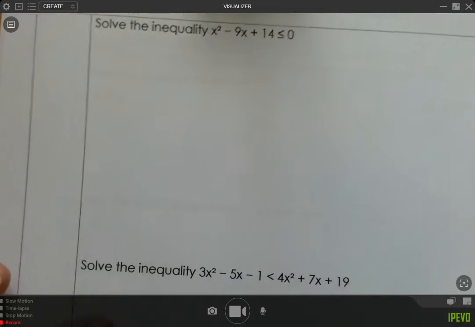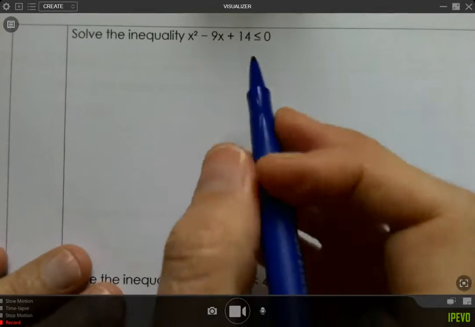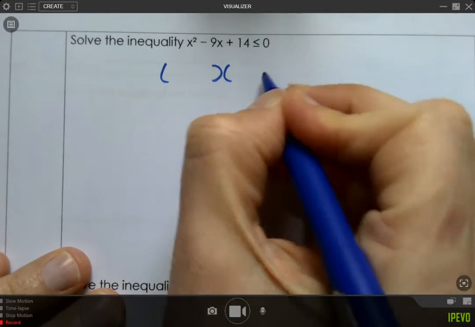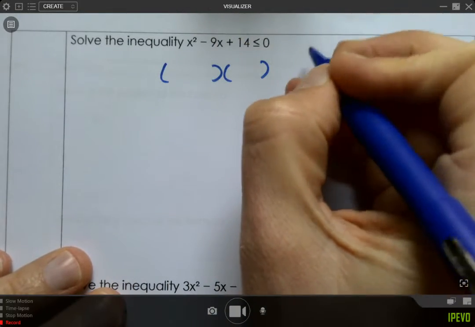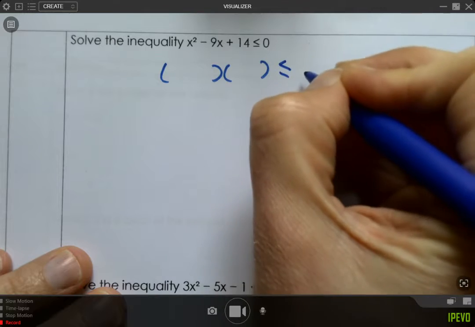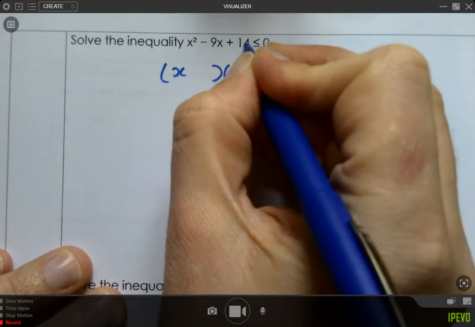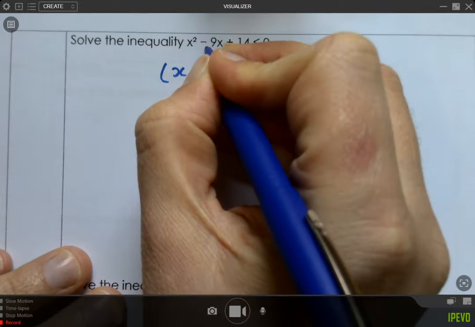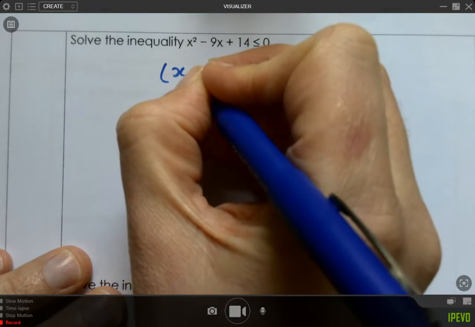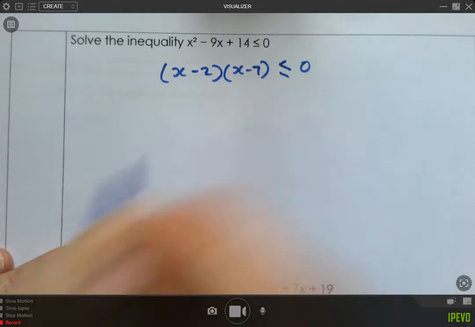Solve quadratic inequalities. Well, first of all, it's a quadratic, so I'm going to factorise that. If I factorise it, it might be a complete square, it might be something else, although we're guessing it's going to be a normal factorisation, and the sign still stays the same. x, factors of 14 that add together to make -9 are -2 and -7.